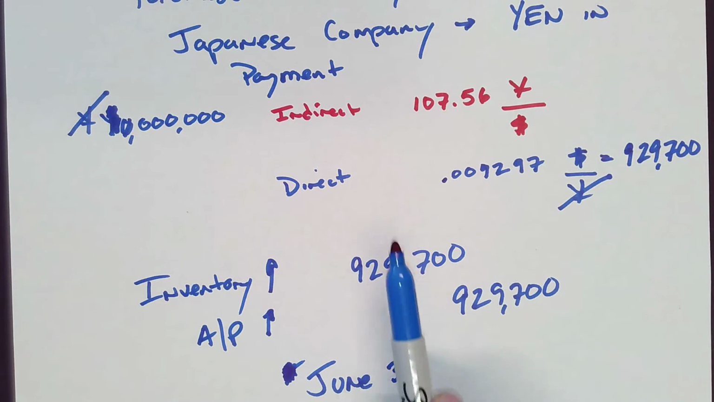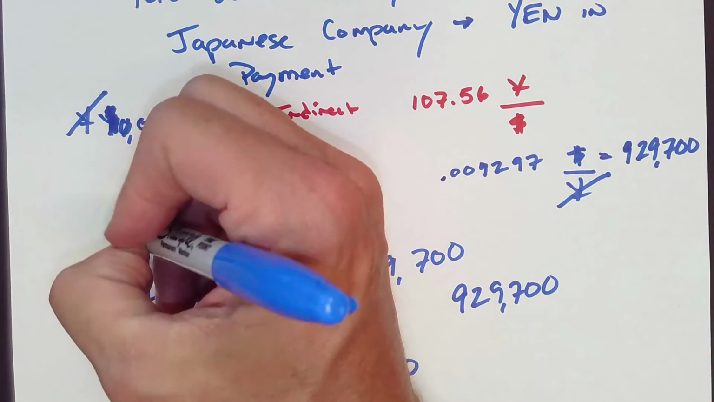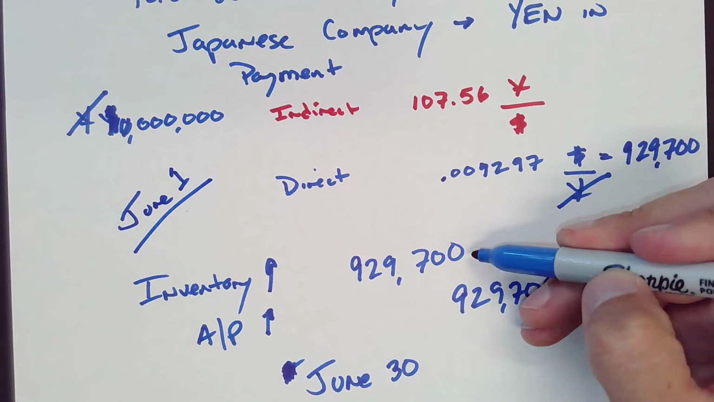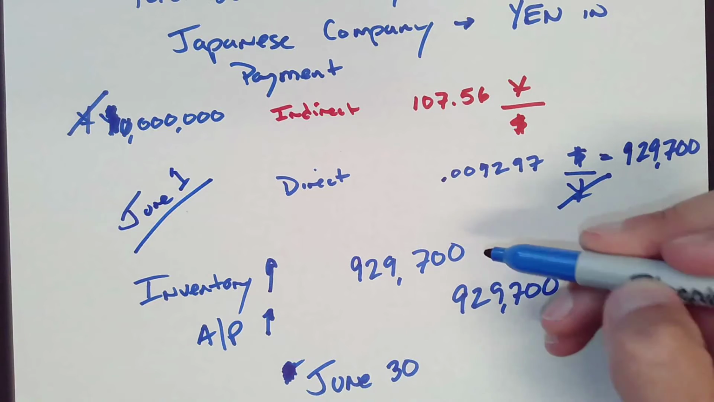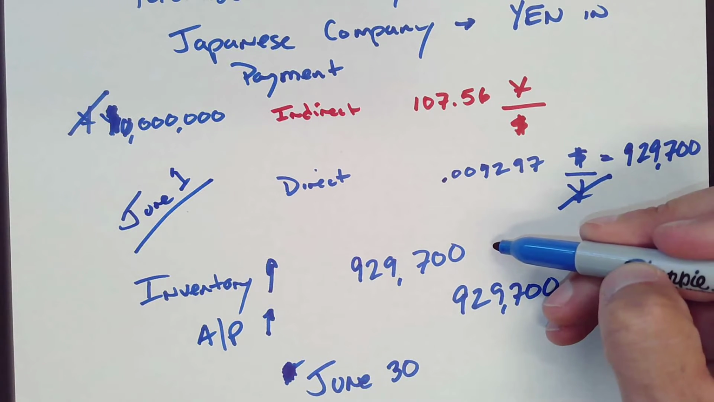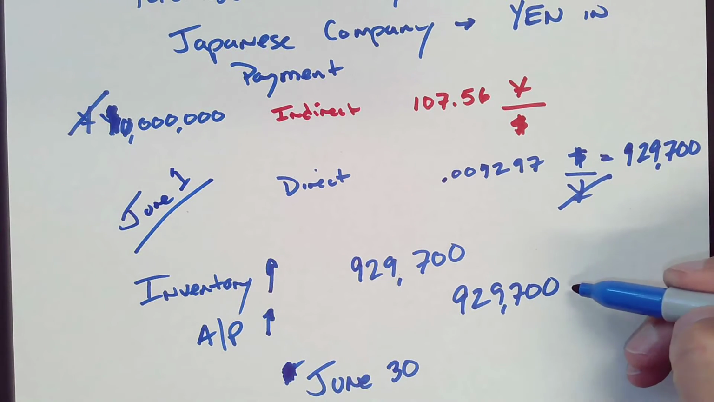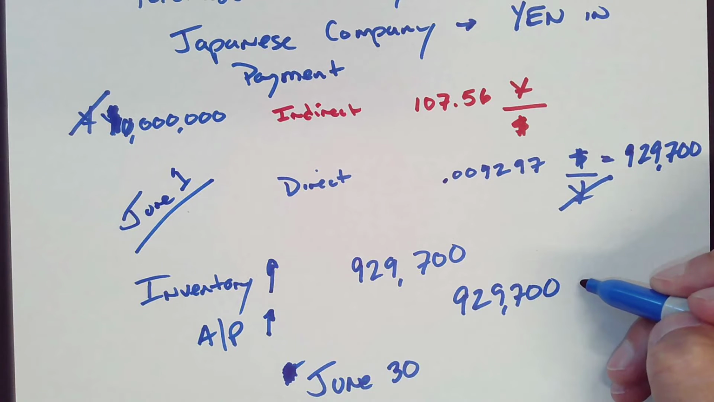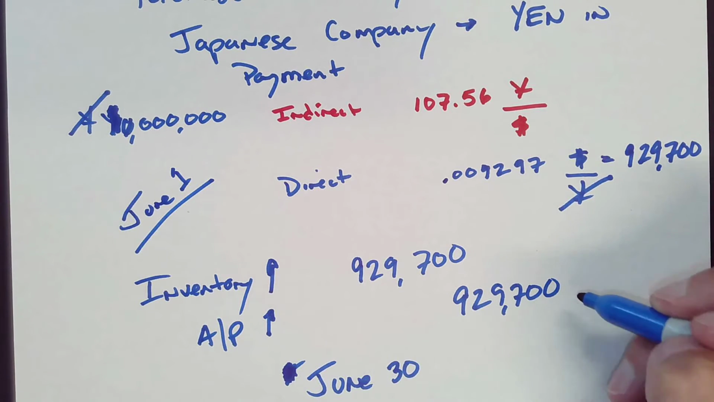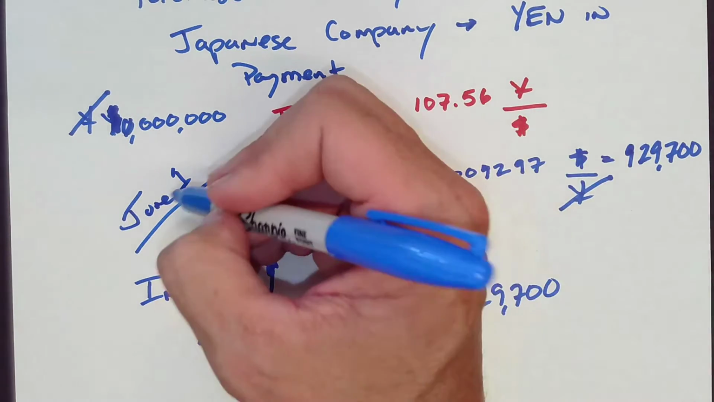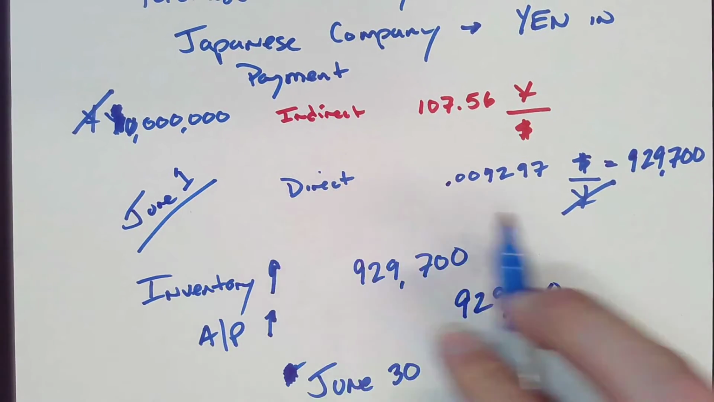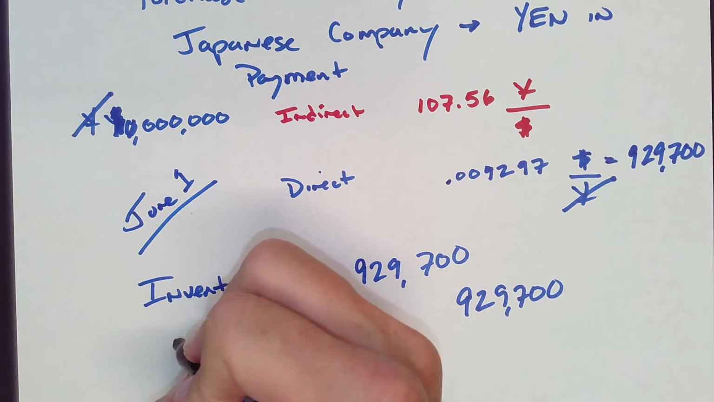On the date that I bought this, June 1st, this was the US dollar equivalent. This is a non-monetary item. We do not change this. However, this hasn't settled. Remember, I still have to deliver 10 million yen, right? So I don't know what that's worth in US dollars at June 30 or whenever I ultimately pay it. So the accounts payable has to be revalued.